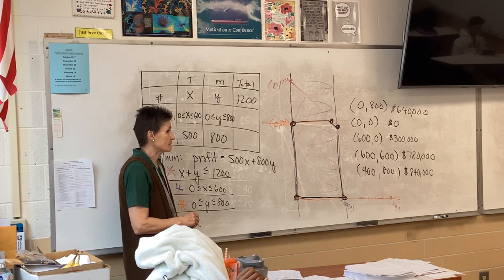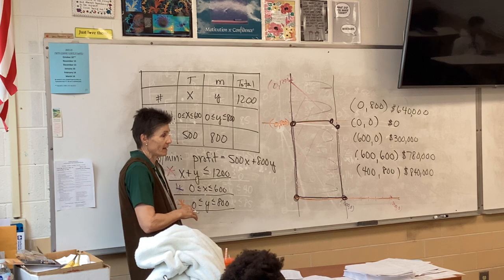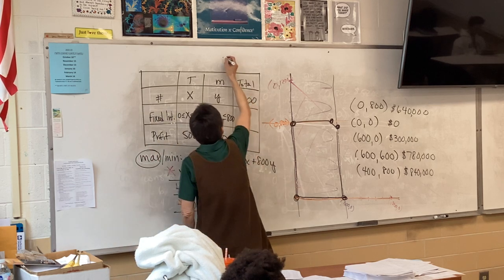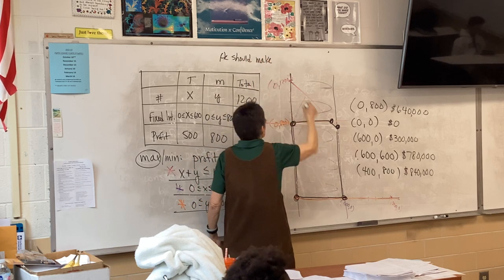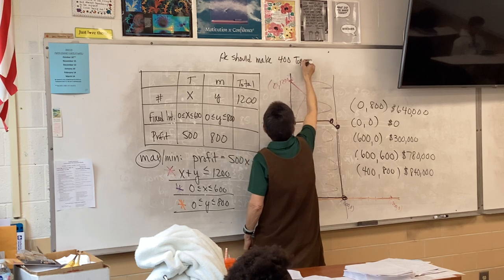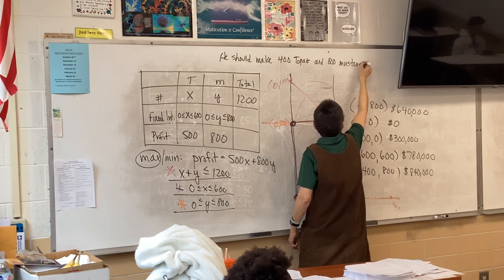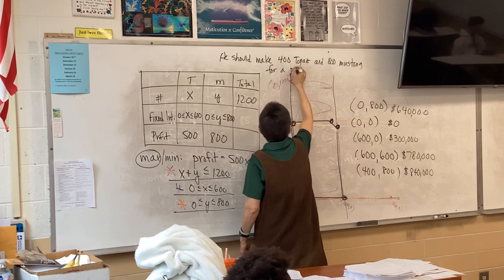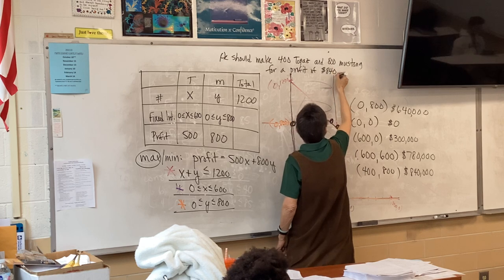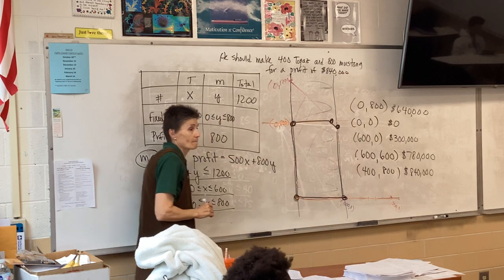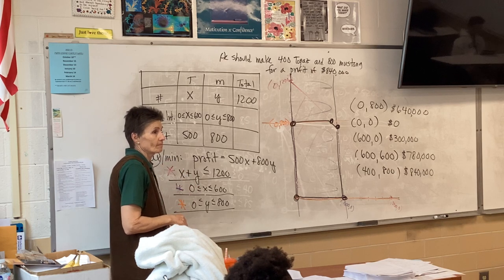So, what's the verdict now? Remember, don't lose sight of what we were supposed to be doing. We're supposed to tell these guys how many cars to pick. What are we going to tell them? He should make 400 Topaz and 800 Mustangs for a profit of that big number, $840,000. Everybody okay with that?